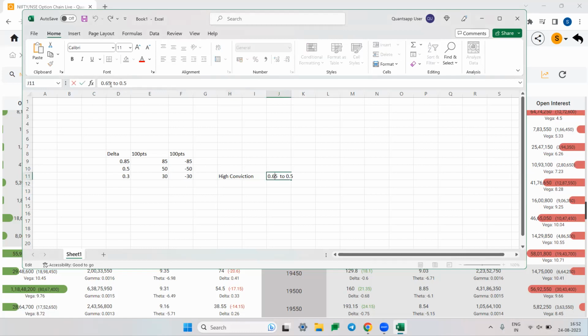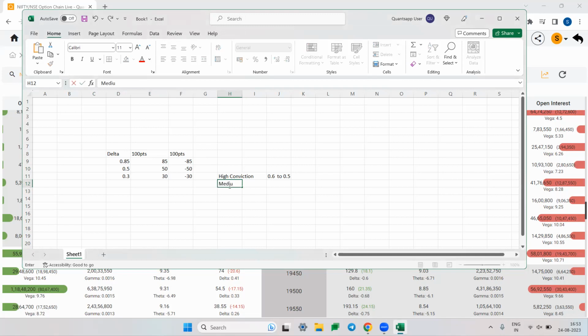If someone is a little bit conservative, one can prefer 0.6 delta. If someone is more aggressive, 0.65 delta would also be doable. But with deep in the money, another problem is that the liquidity might become an issue. So that is the reason 0.6 to 0.5 will give you enough liquidity, and it will also maintain the delta effect on your trades. Coming to medium conviction.